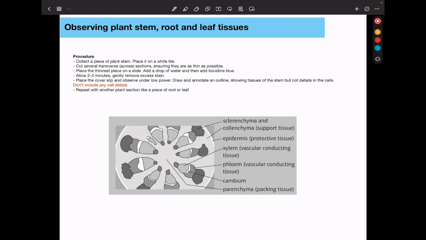When we draw any structures, we have to draw only what we see, and we have to use an HB pencil, use a ruler for label lines, and the label lines should not cross each other.